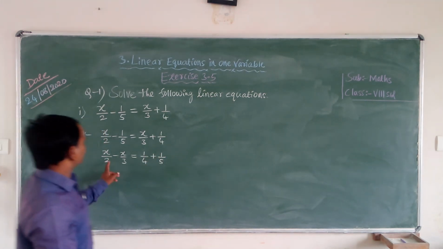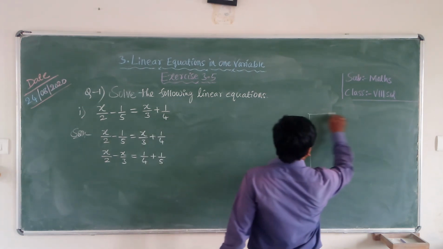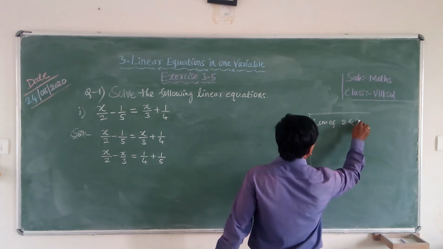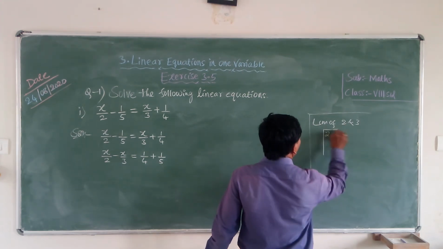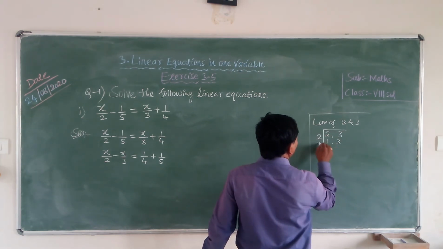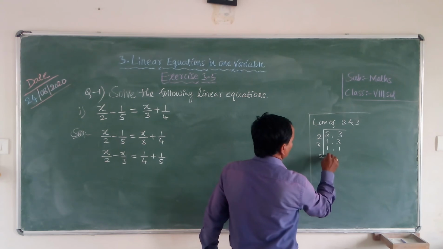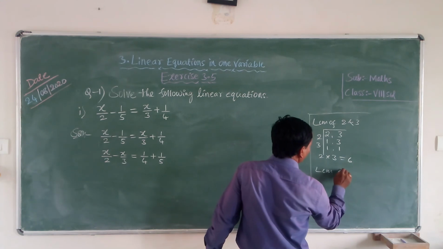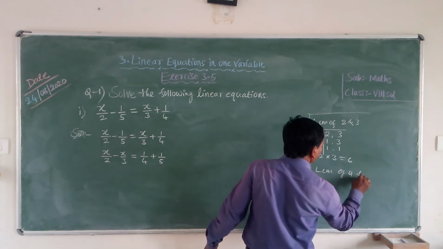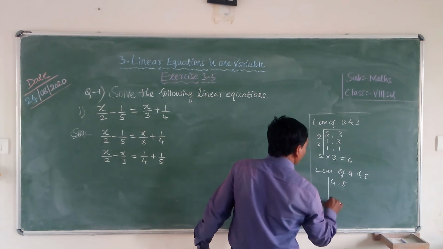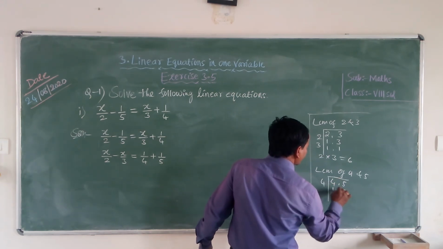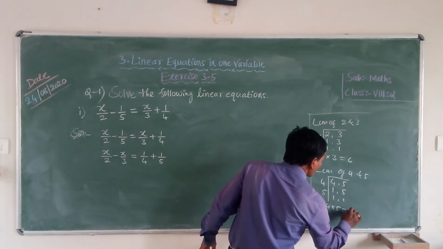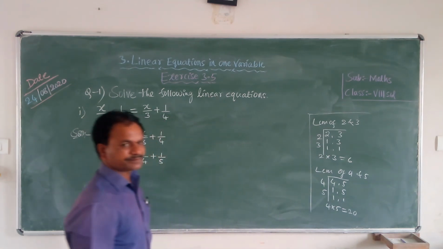So here, my dear students, first the LCM of 2 and 3. What happens here? 2 ones are 2, 3 as it is, 3 ones are 3, so 2 into 3 is equal to 6. Now the LCM of 4 and 5: 4 ones are 4, 5 as it is, 5 ones are 5, then 4 into 5 is equal to 20. So like this the LCM comes.